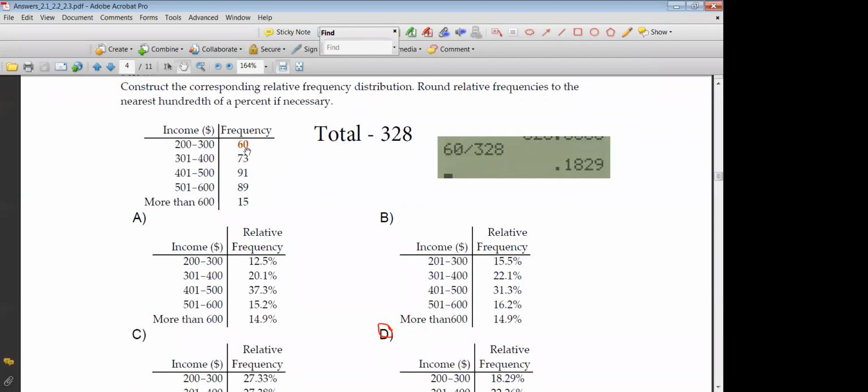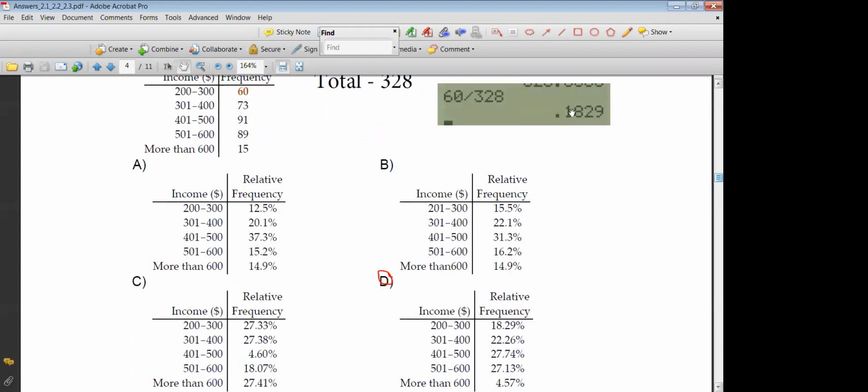How hard is it for me to take 60 on my calculator, add 73, add 91, add 89, and add 15? My total is 328. I'm looking for the first class, between 200 and 300. The frequency was 60. I divide it by the total, 328, which I added up on my own, and I come up with a decimal, 0.1829. 0.1829 as a percentage is 18.29%. You know from grammar school that to change a decimal to a percentage, you move the point 2 places to the right.